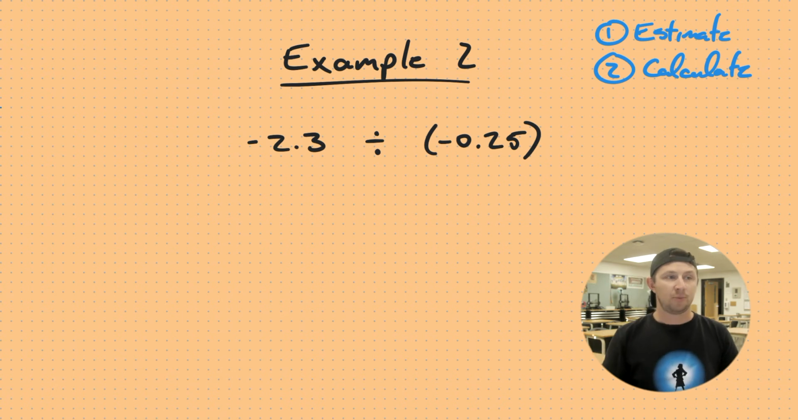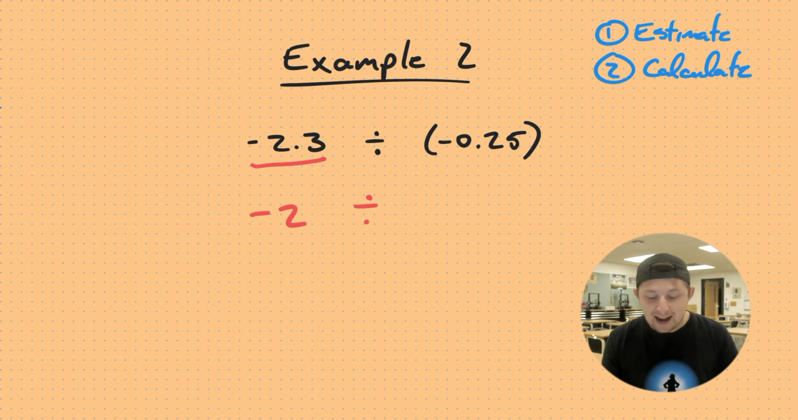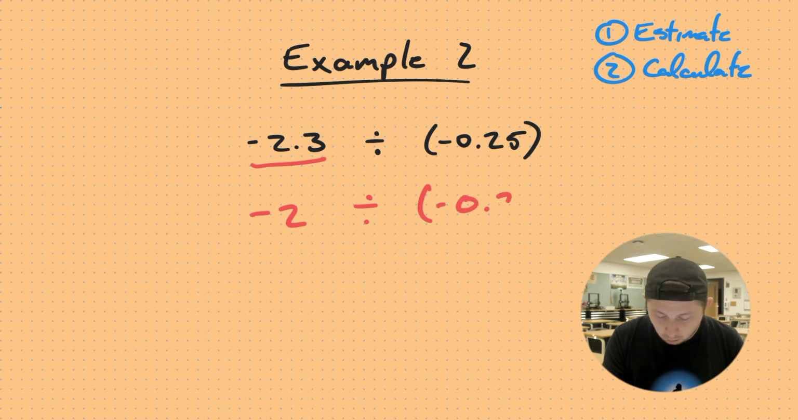All right, so we've got negative 2.3 divided by negative 0.25. So let's go ahead and estimate. What's your guess for this particular question? What are we going to estimate negative 2.3 to be close to? Go ahead. All right, so I'm going to put this close to negative 2. And that's going to be divided by, what are you going to put, negative 0.25? What are you going to put that close to? All right, so I'm going to put it close to negative 0.2.